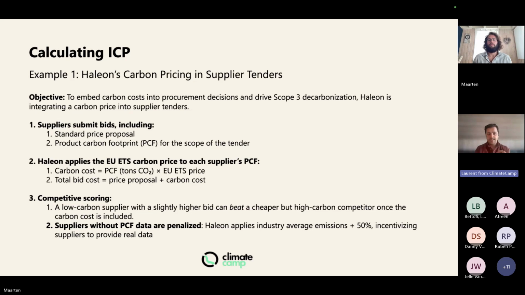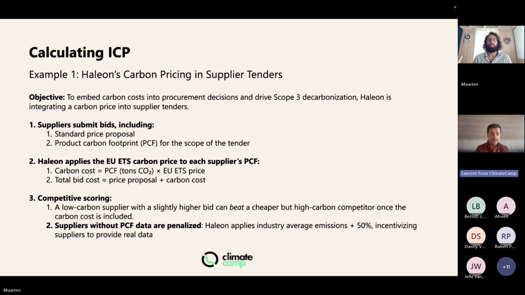This resulted in a scoring system where they have a low carbon supplier that can come in with actually a higher product price because they did previously the investments to decarbonize, and where other competitors, other suppliers, because they know they do not have good product carbon footprint data, need to come in at an initial very low price to compensate if they still want to win the bid.